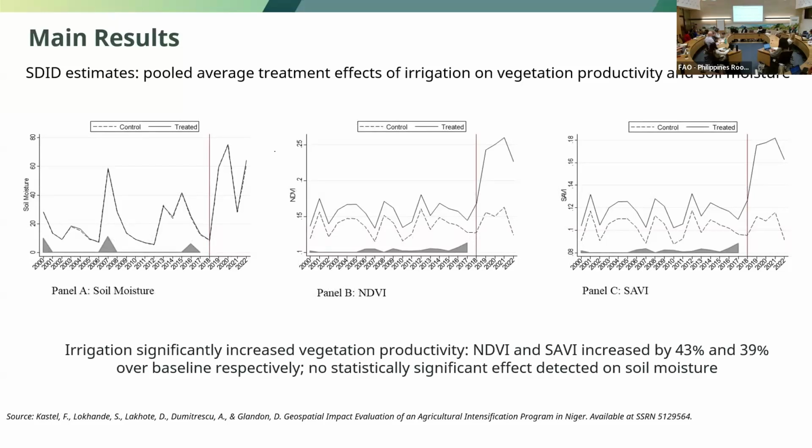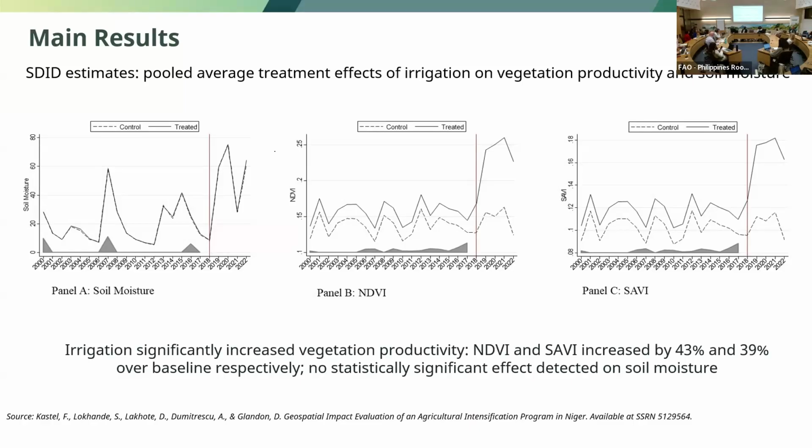Going to our main results, these panels show the average treatment effects pooled from both the irrigation perimeters on vegetation and soil moisture. NDVI and SAVI, as seen in panels B and C, increased substantially by 43% and 39% over baseline. This divergence can be seen very clearly in these panels.